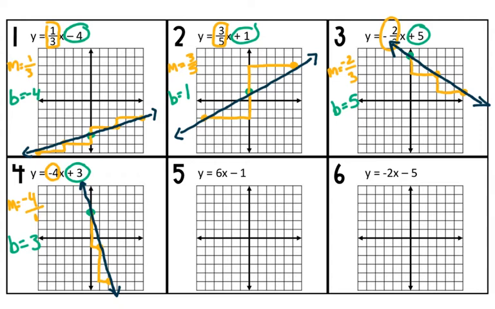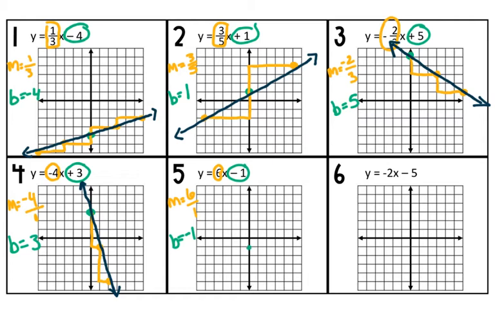Okay, again, we have to find our slope and our y-intercept. So the slope this time is 6. Again, we want to make sure it's a fraction, so I'm going to put it over 1. And my y-intercept is -1. We have to start by graphing that y-intercept first.